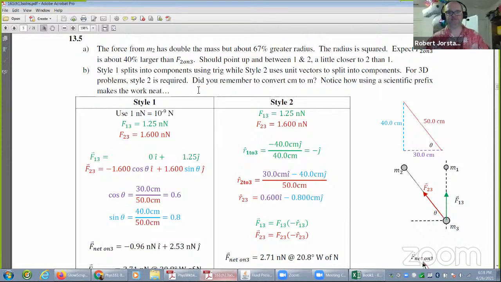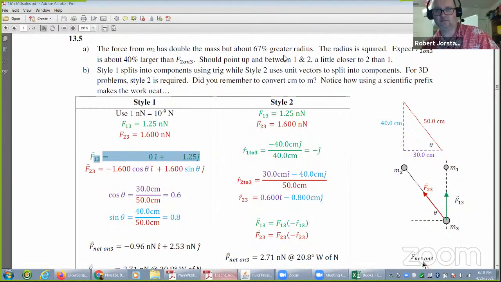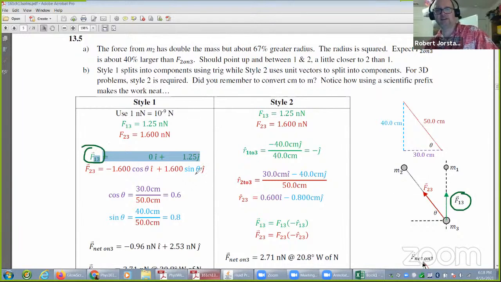That said, what I did here was I calculated the magnitudes. Again, I used G M1 M3 over R13 squared. Now, I then took the vector components for number 1. Number 1, I see it's none in the i hat and all in the j hat.